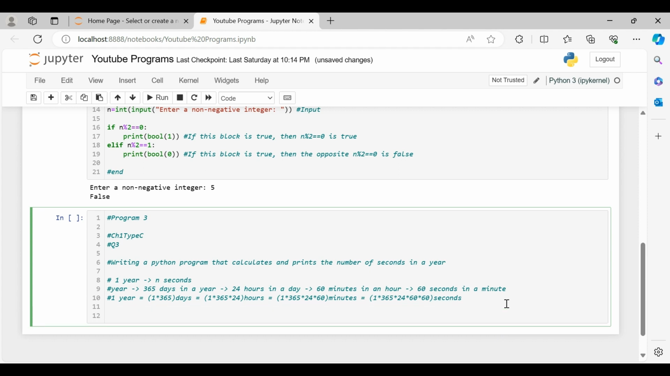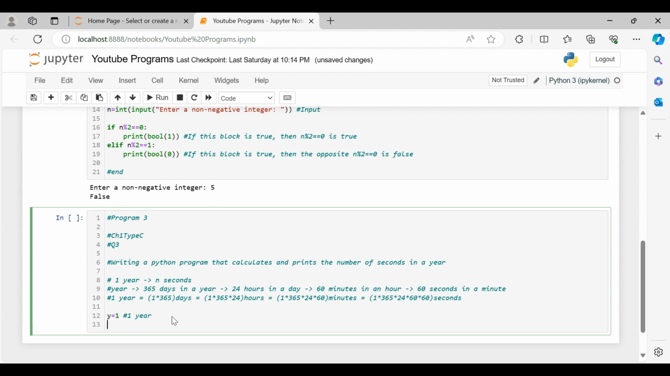What will we write? We'll write y equal to 1 year. Then I'll write that expression: s is equal to y. I just said y is equal to 1, so it comes under this. I will just put this.